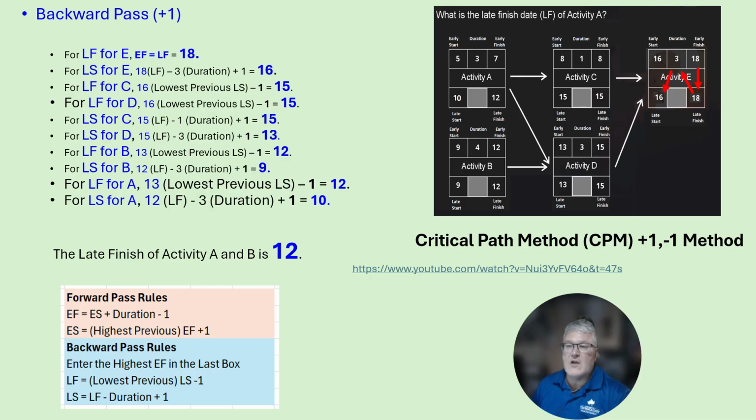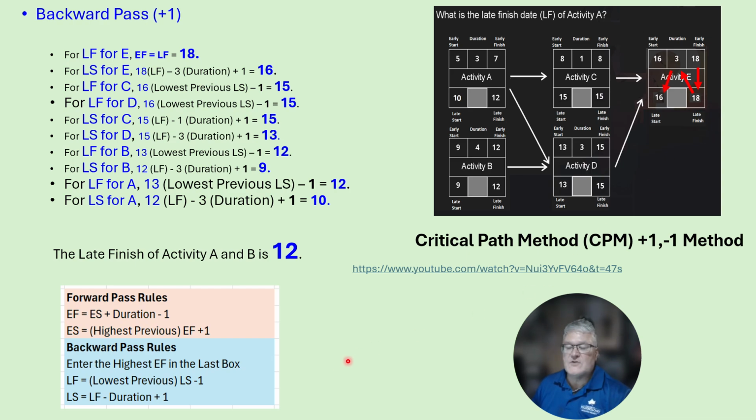Now we're going to take a look at the backward pass. So we're going to take a look at the rules that are involved with this. The first rule is enter the highest early finish in the last box. Well, we haven't put anything in this value, but here's how we get it. 18 is the highest value of the last early finish box. So we take 18 and we put it down here, and now our late finish becomes 18.